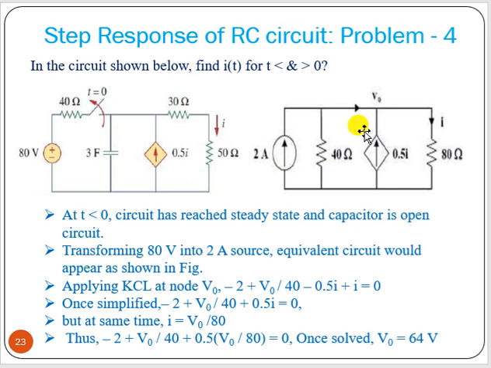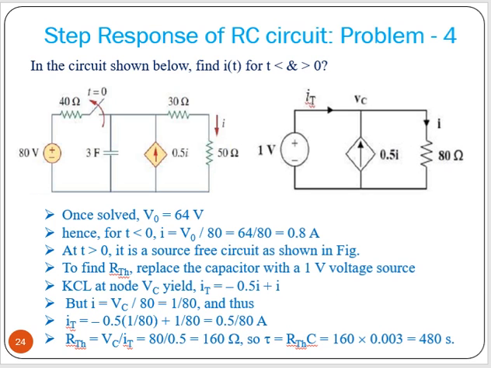So we can write KCL at this node. 2 current is entering, so negative you can assume, say -2, minus 0.5, then current is leaving, plus I, and here it is V0 divided by 40. Now after simplifying we got this one. But this I is nothing but V0 minus 0 divided by 80 according to Ohm's law. So you can put this I value here, and we got the value of V0. So V0 is 64 volt.